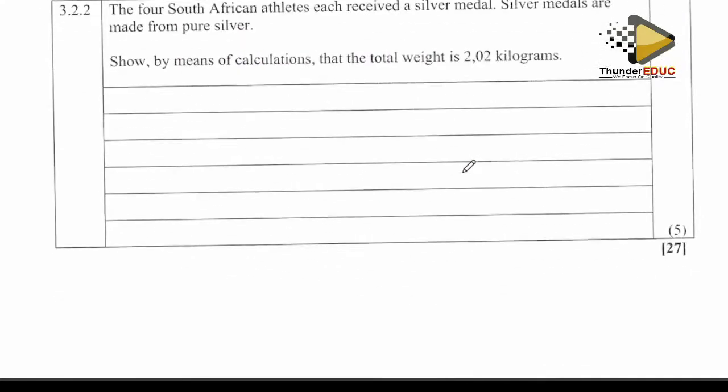The 4 South African athletes each received a silver medal. Silver medals are made from pure silver. Show by means of calculation that their total weight is 2.02 kilograms. Remember, we got our difference of silver from the first example. We got the weight of silver as 505 grams. So if there are 4 of them, multiplied by 4, what do you end up having? You have 2020 grams. What do we do? We divide by 1,000. In so doing, we are converting this to kilograms because the answer we are verifying is in kilograms. Okay, so we end up having 2.02 kilograms by means of calculation, to show that's what we are supposed to do.